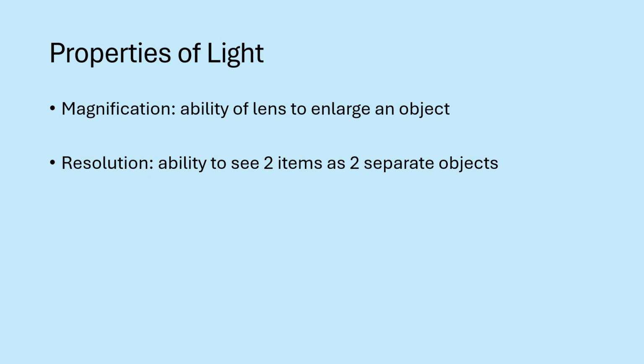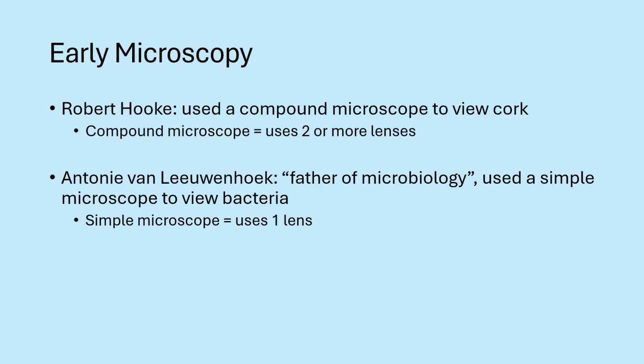Magnification just means the ability of a lens to enlarge an object. Resolution, and you will hear this with microscopes sometimes, refers to the ability to see two items as two separate objects, and not as one because they're so close together. A good microscope will have good resolution, meaning that even for very small objects, you will see them as two separate objects.